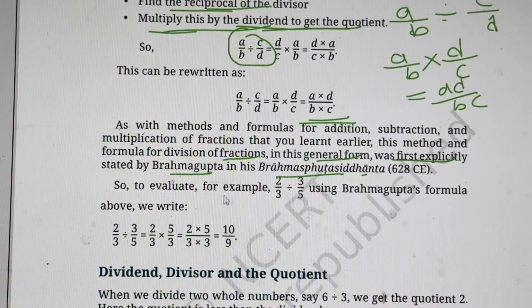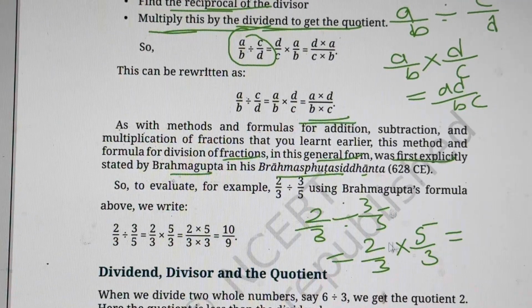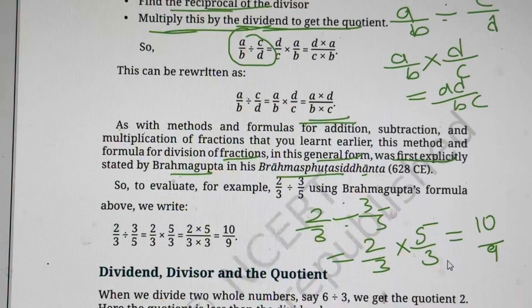So to evaluate, for example, 2 upon 3 divided by 3 upon 5 using Brahmagupta's formula, what do we do? We write 2 upon 3 divided by 3 upon 5. In the next step, we write 2 upon 3 as it is and we write the reciprocal of the divisor. So the reciprocal of 3 upon 5 is 5 upon 3. And by multiplying, 2 fives are 10 and 3 threes are 9. So this is your quotient, 10 upon 9.